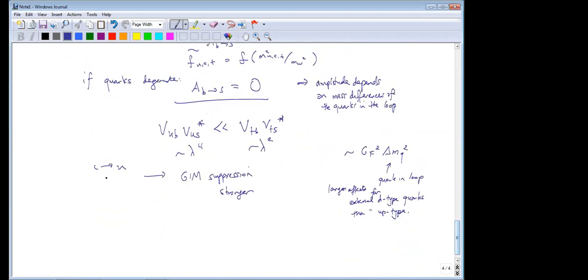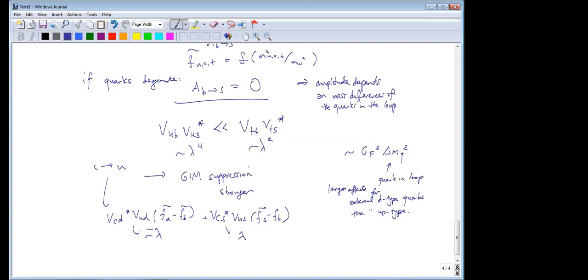For example, for a C to U, you would have something like the following: V_CD^* V_UD, and then you'd have, for example, an F_D tilde minus F_B tilde, plus V_CS^* V_US, S minus F_B, okay? And if you put these things in, then what you see is this one's basically of order lambda, and this one is basically also of order lambda, and they have opposite signs, and so I think this one's the minus lambda.